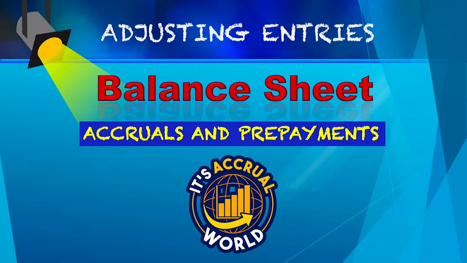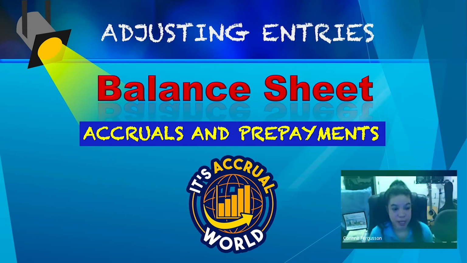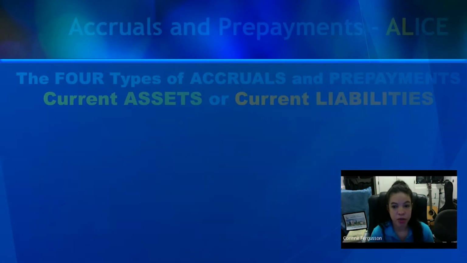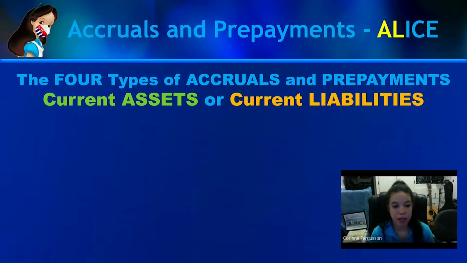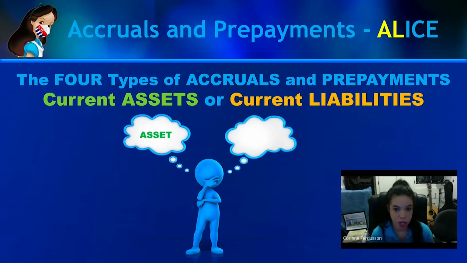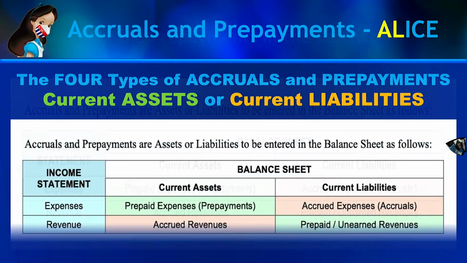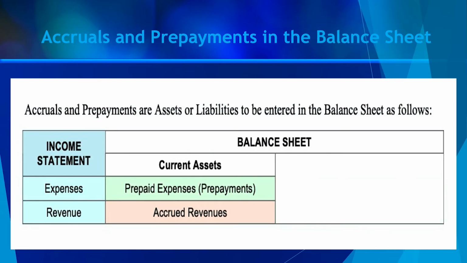So we're going to go to the balance sheet. As we had done when we did this topic, this lesson, the 4 types of accruals and prepayments are either current assets or they are current liabilities. They're one of the two. They're nothing else than that. So the 4, where the 2 current assets are your prepaid expenses and your accrued revenue. We stressed a lot on that, so I'm not going to stress it again.